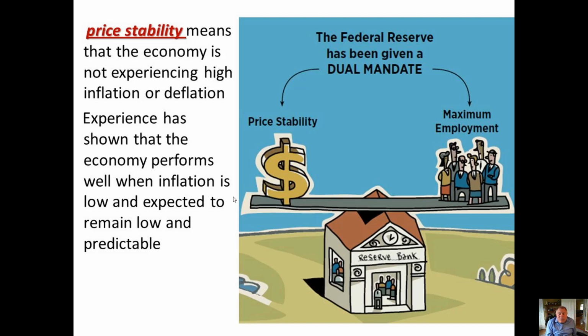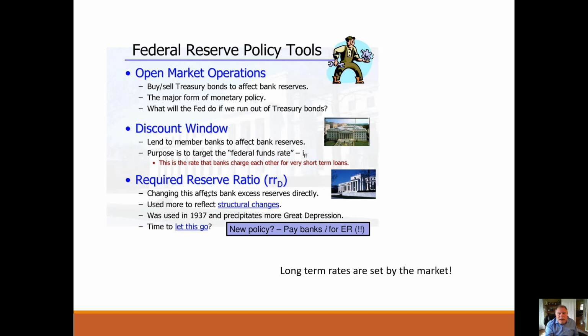They want price stability, which means we don't have inflation or deflation running too hot or too cold. And they want maximum employment. We have tended to see that when employment is at its maximum level, and inflation is low and expected to remain low, that is when we would have growth. So this is the dual mandate that they have, and they have a number of tools that they can use.